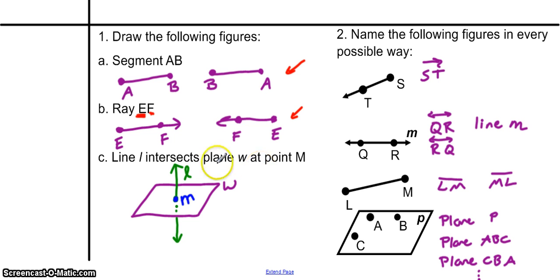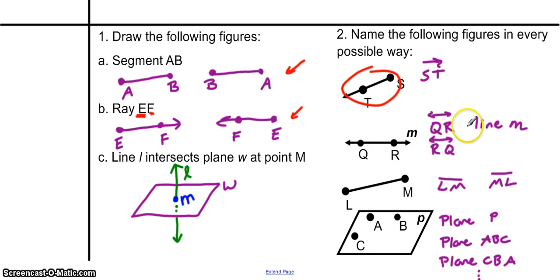Line L intersects plane W at point M. So here's line L. Think of it's just a line intersecting or passing through plane W. So think of almost like a pencil breaking through a piece of paper here, and there's point M where it's breaking through. We're naming these in every possible way. This you can only call, right here, ray ST. Right? You can't reverse that because it's a ray.